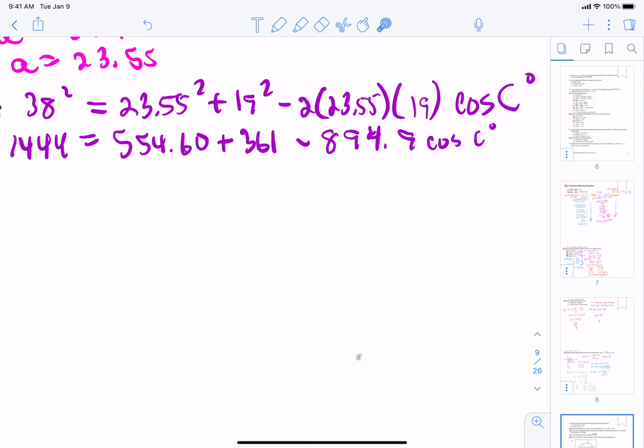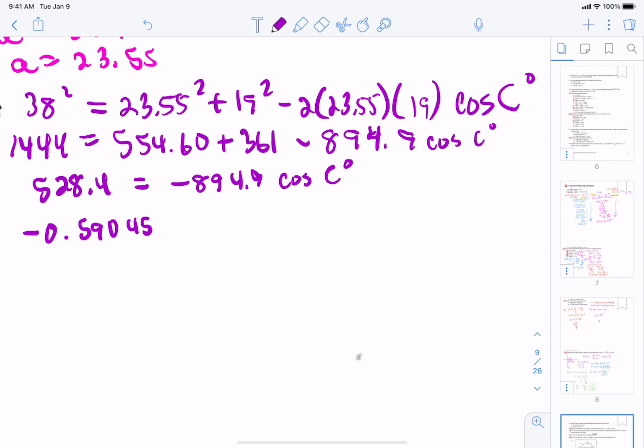Okay? So if you take 1444 minus 554.60 minus 361, I get 528.4 equals negative 894.9 cosine of C. Now, how can we get that negative 894.9 off of the cosine? If it's attached to it like that, what math is going to get it off of there? Divide it off. So 528.4 divided by negative 894.9 is negative 0.590457. I'm not even going to enter that, take it out of the calculator. Now that's what the cosine of C is.